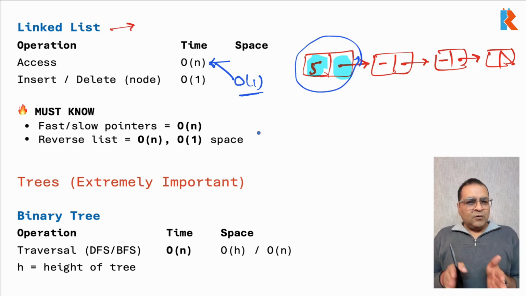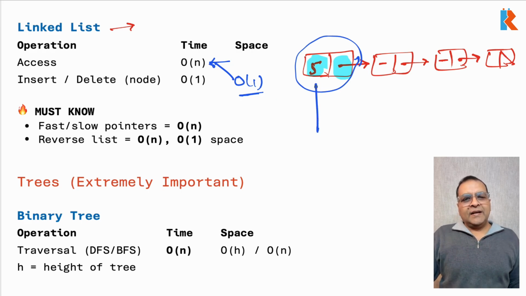In the worst case, when you are accessing the last element of the list, the time complexity will be big O of n. Because we only have the address of the first node, and to go to the last element, we have to hop each and every node in the list.